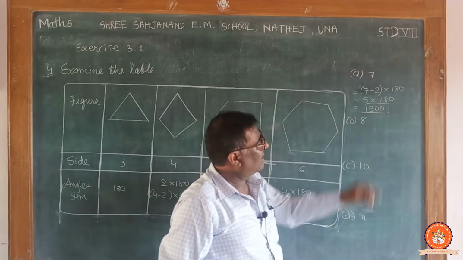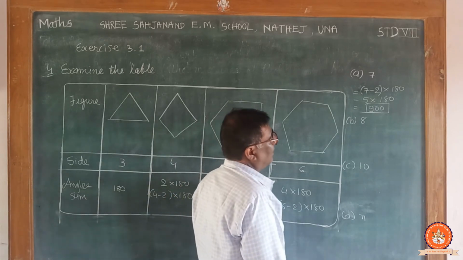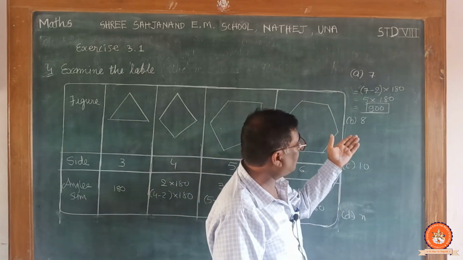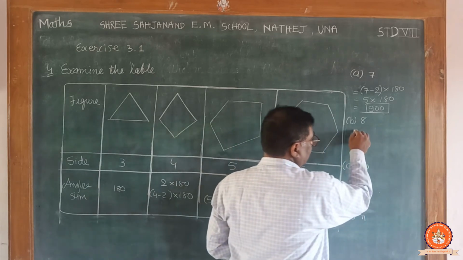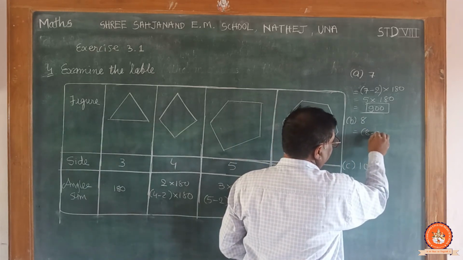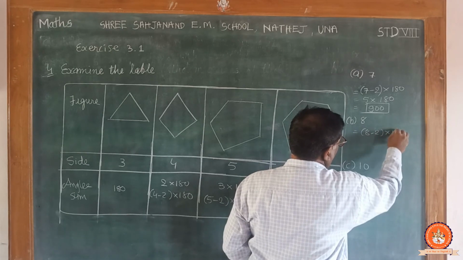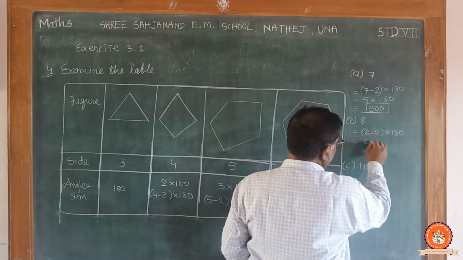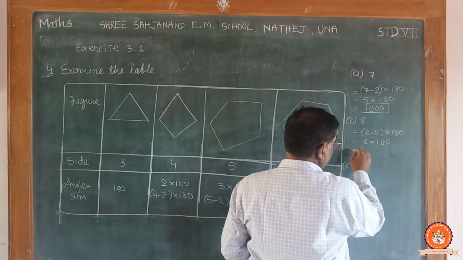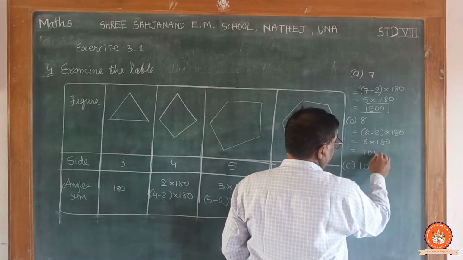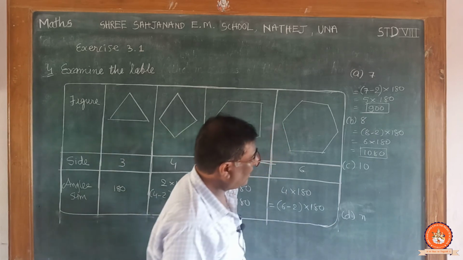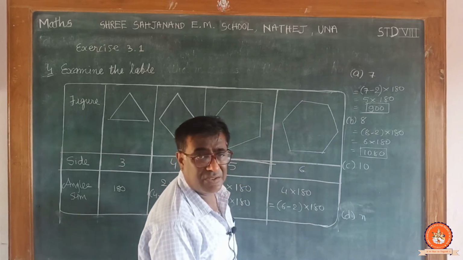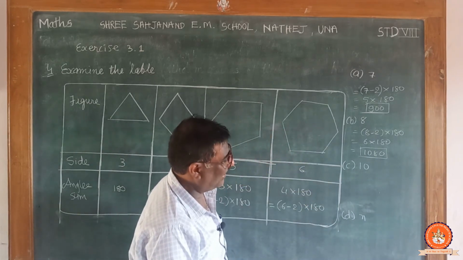The sum of the measures of the angles of a polygon having 7 sides is 900. Now what is the angle sum property for a polygon having 8 sides? It is 8 minus 2, into 180. It is 6 into 180. 18 times 6 is 108, followed by 0. It's 1080.